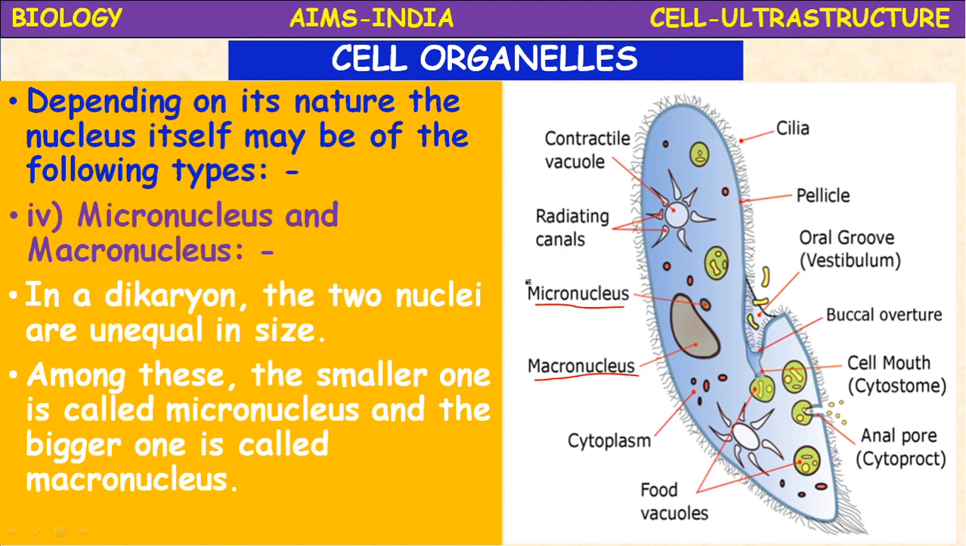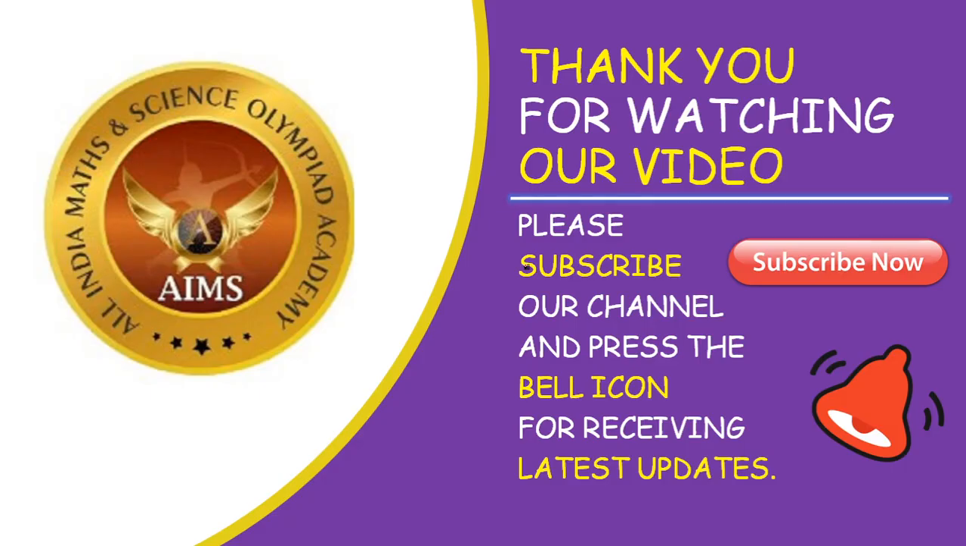That is binary fission. During conjugation, which is the sexual reproduction in this paramecium, those pronuclei are formed, male pronucleus and female pronucleus. So this is about the nucleus.